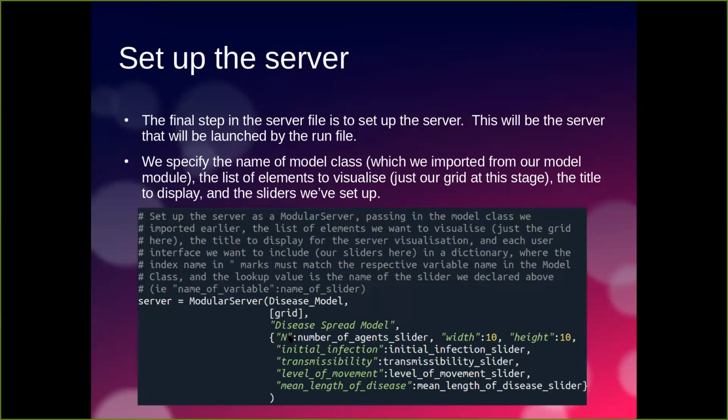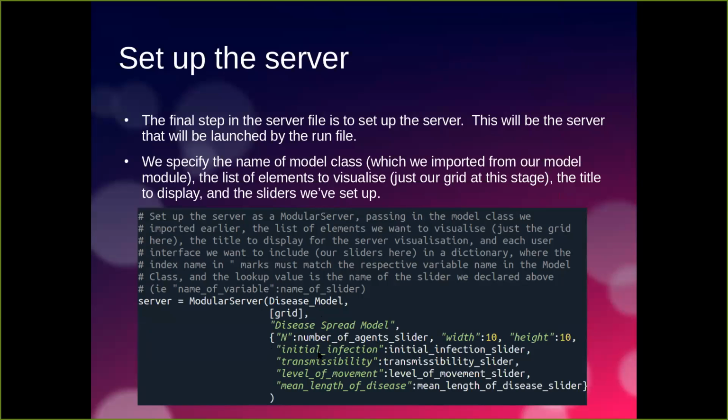So the bit in inverted commas, the lookup value for that dictionary entry is whatever I'm going to call it in the model. So here I'm passing in a value of n. That's what I've called it in the model. So that's what I need to call it here. And then I'm saying for the lookup value, get that value of n from whatever value is on this slider. So whatever the user picks, that will become your value of n.